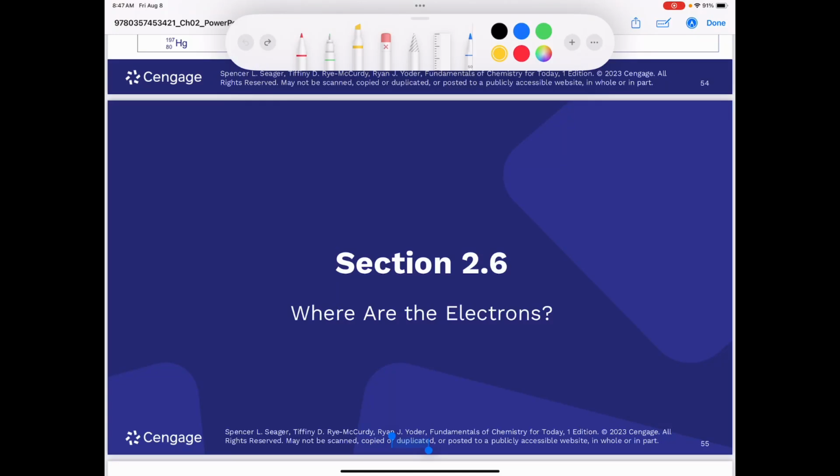Up till now in this chapter, we've discussed the nucleus and we've talked about how protons and neutrons are found in the nucleus, but we haven't really discussed electrons and where electrons are. Now, we know that they are outside of the nucleus, but we're going to get into even more detail as to where electrons are actually located outside of the nucleus of an atom.